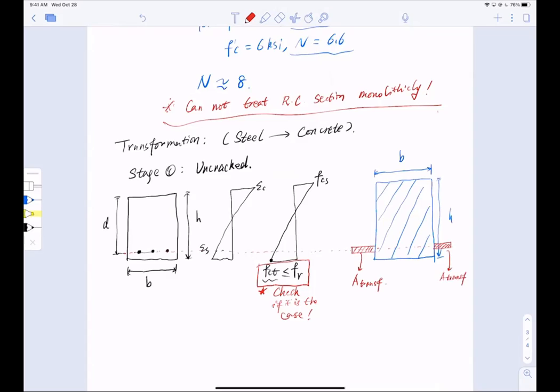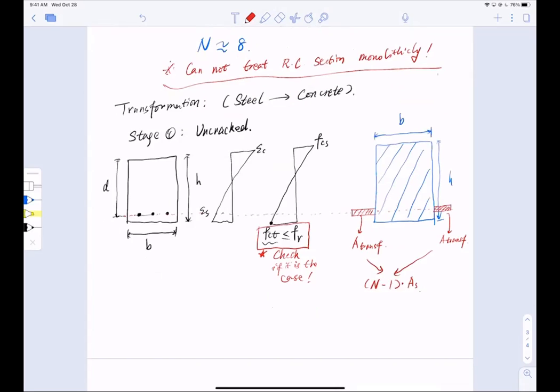Okay, this is transformed. And what is this area? What are these little wings here? It turns out all these add up together to equal (n minus 1) As. Where are they coming from?